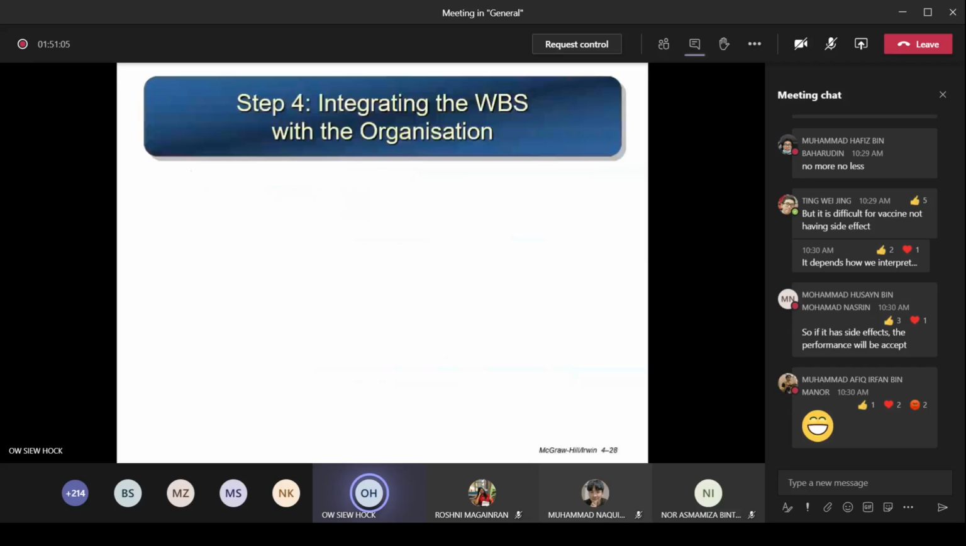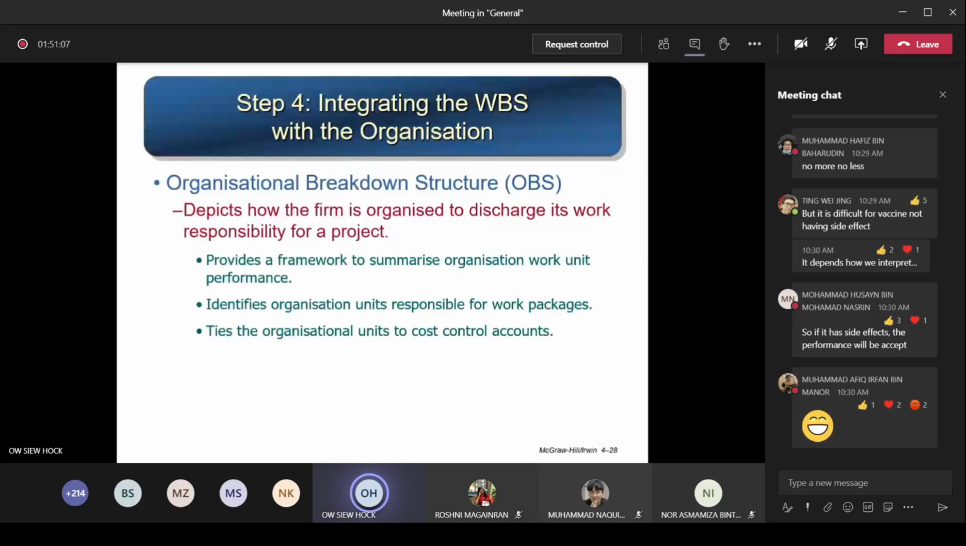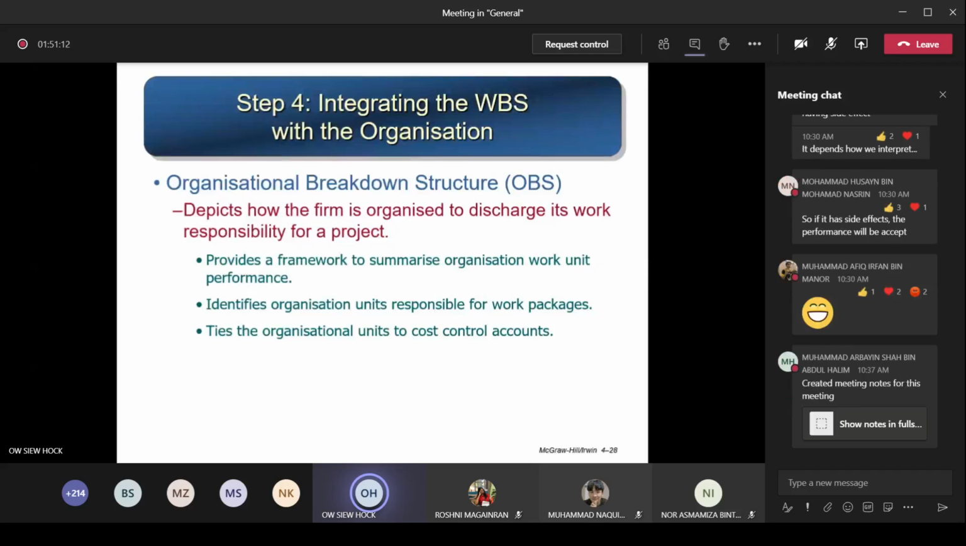Okay, now step number 4, integrating the WBS with the organization. The organizational breakdown structure, OBS, that's the short form, depicts how the firm is organized to discharge its work responsibility for a project. This provides a framework to summarize organization work unit performance, identifies organization units responsible for work packages, and ties the organizational units to cost control accounts.